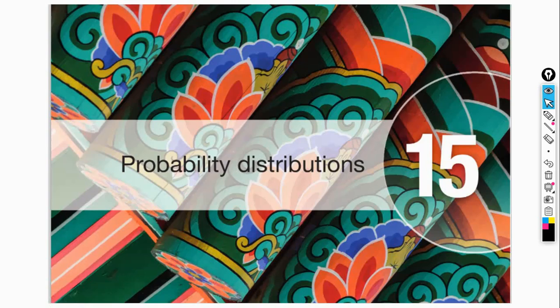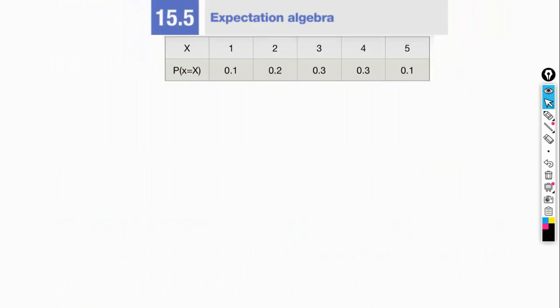Hi everybody. In this video we continue with chapter 15, probability distributions, specifically 15.5, expectation algebra. So here we have a table with a random probability distribution.